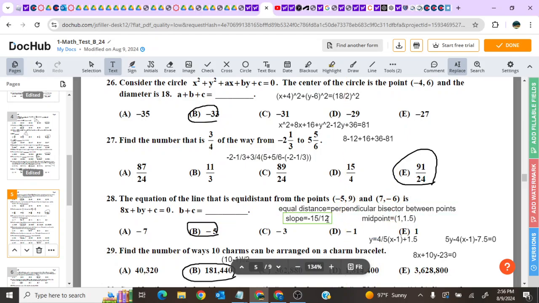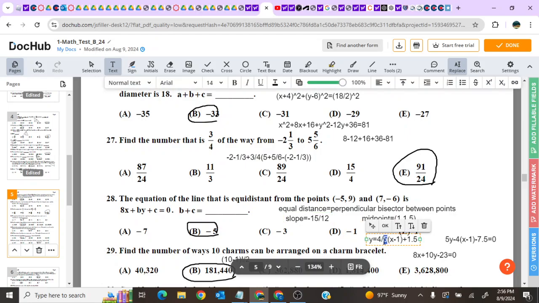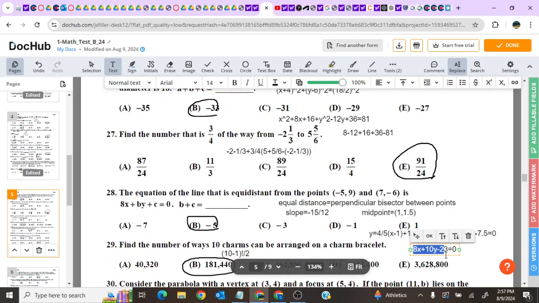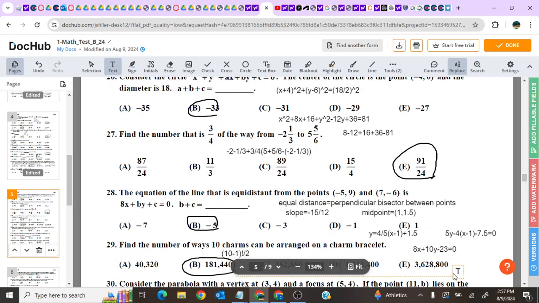And now for perpendicular bisectors, the slope is the inverse of the original slope multiplied by -1. So -15/12 converts to 12/15. This is simplified a bit. And then x minus 1 plus 1.5. Then you just rearrange things a bit, rewrite your equation a few times, and you get a value of -5 as your B plus C.